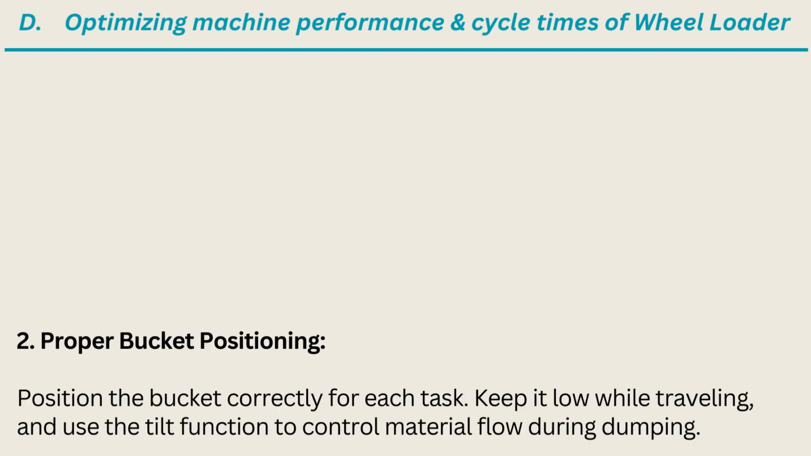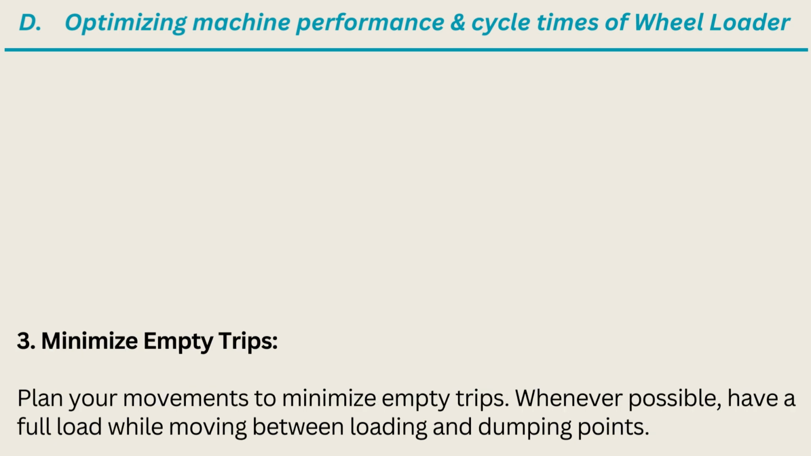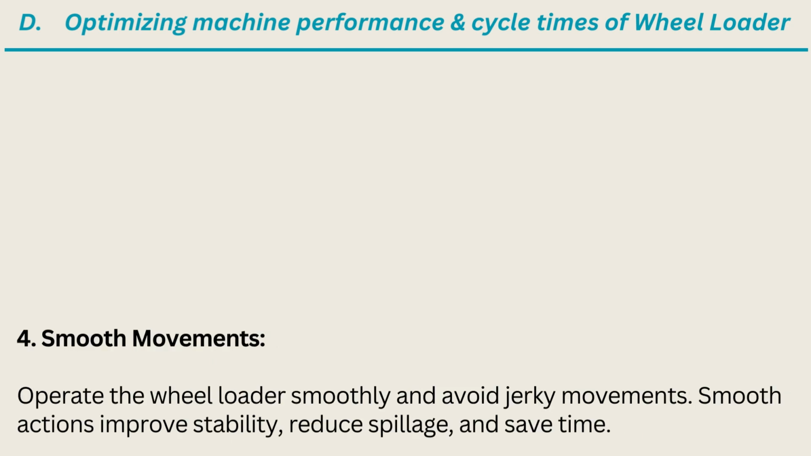2. Proper bucket positioning. Position the bucket correctly for each task. Keep it low while traveling, and use the tilt function to control material flow during dumping. 3. Minimize empty trips. Plan your movements to minimize empty trips. Whenever possible, have a full load while moving between loading and dumping points. 4. Smooth movements. Operate the wheel loader smoothly and avoid jerky movements. Smooth actions improve stability, reduce spillage, and save time.